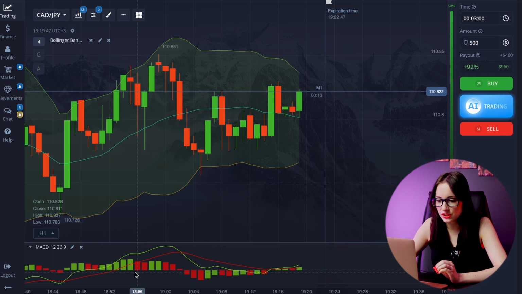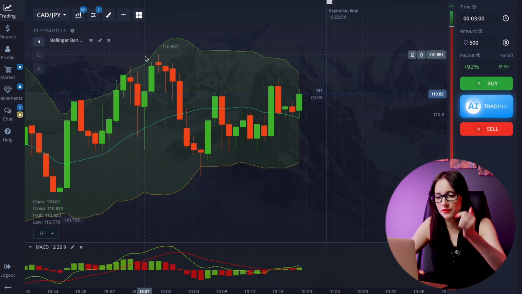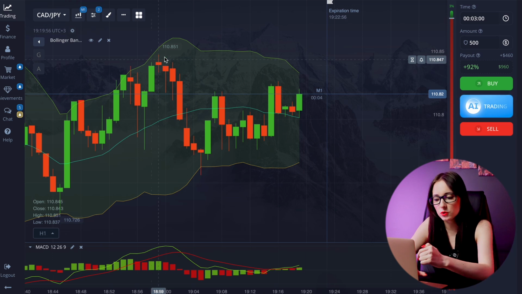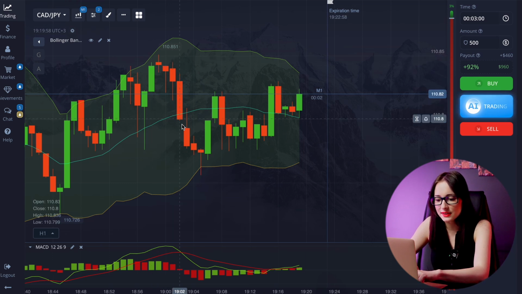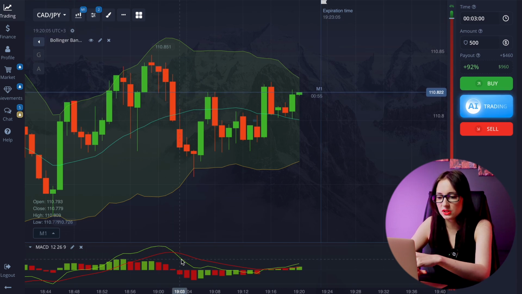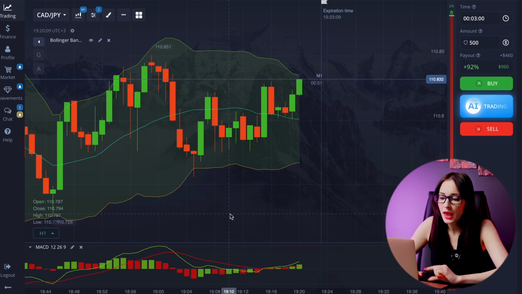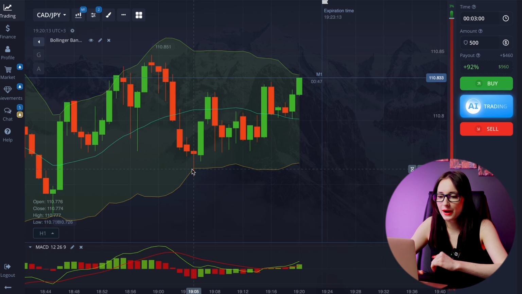Really quick explanation. You see your price touching the upper Bollinger band already. There's going to be a reversal, a sell position, and you also notice a crossover of MACD. So when the MACD line crosses below the signal line and you open a sell position, you need two signals showing you the same. Make sure you wait for your price to touch one of the Bollinger bands.